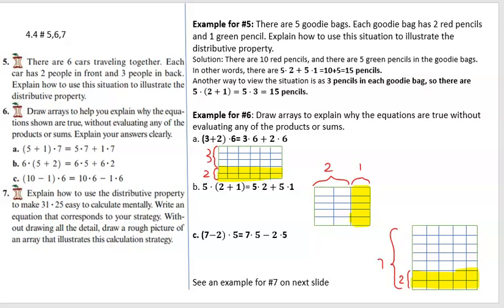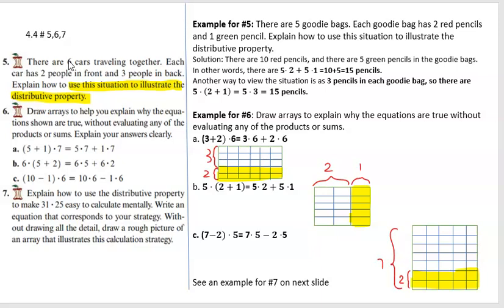Section 4.4, homework problems number 5, 6, and 7. In number 5, we're counting the total number of seats, which I talked about in class already. But pay attention to the instruction. We want you to explain how to use this situation to illustrate the distributive property. So we want you to show two different ways to count the total number of seats, and these two different ways are equal to each other, and it demonstrates the distributive property.